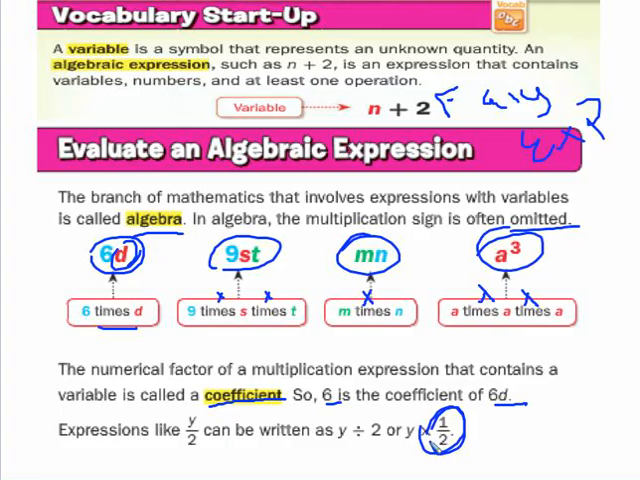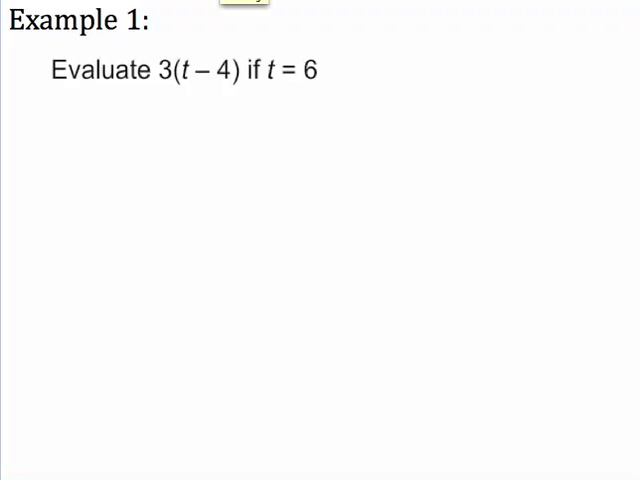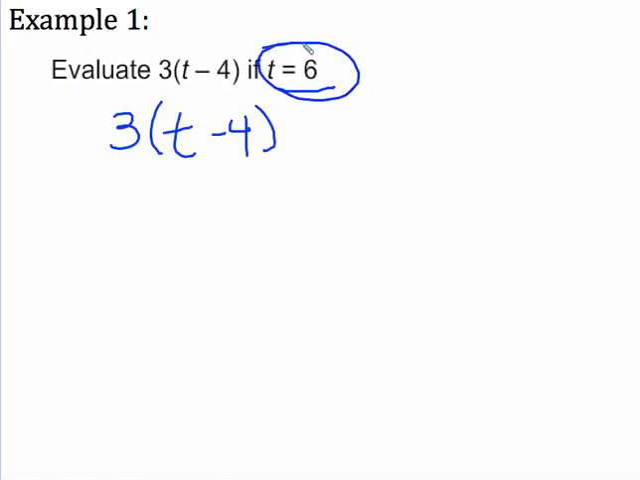Alright, so let's get into our first example. Today we're just going to be evaluating algebraic expressions. We're not going to be solving for what the variable is equal to. No, we're actually going to be given what the variable is equal to. We're going to be evaluating the expression. So the expression I'm evaluating here is 3 times the quantity t minus 4, and I'm told that t is equal to 6. So all I have to do in this situation is plug this in and solve for what this entire expression is equal to. So in this case, this would be 3 times the quantity 6 minus 4.